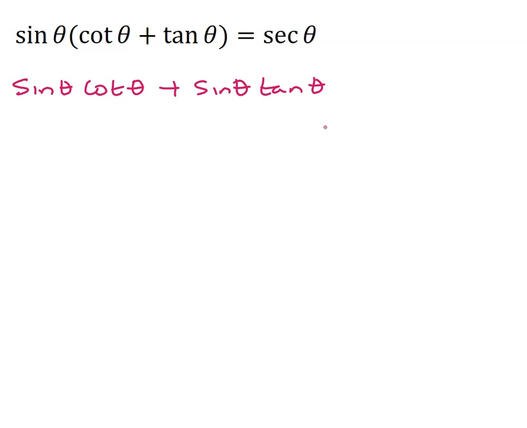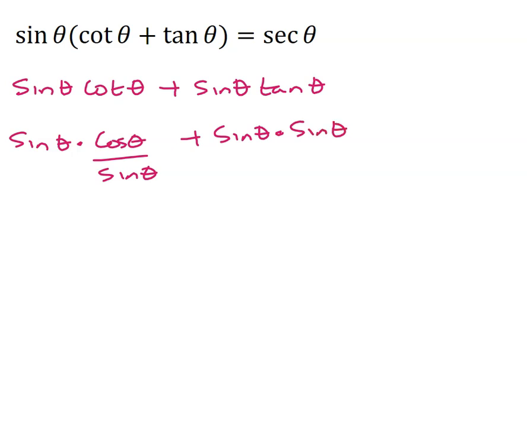So now we're going to replace the derived trig identities with what derives them, or with the expression that derives them. So this is going to be sine theta multiplied by cosine theta over sine theta plus sine theta multiplied by sine theta over cosine theta.